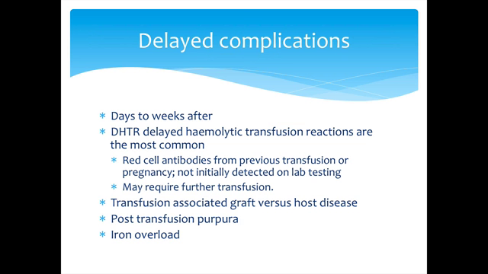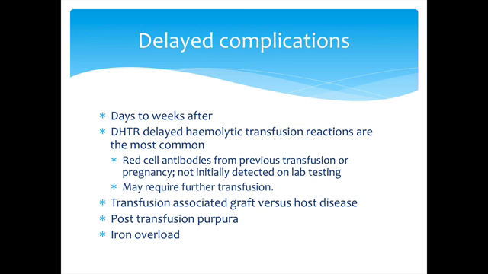DHTR stands for delayed hemolytic transfusion reaction. And commonly you can get red cell antibodies from previous transfusions or pregnancy, and it might actually not be detected initially in the lab when you send off your initial request for your group and save. And again, these are patients who might need a further transfusion because they've got hemolysis and they've got falling hemoglobin.